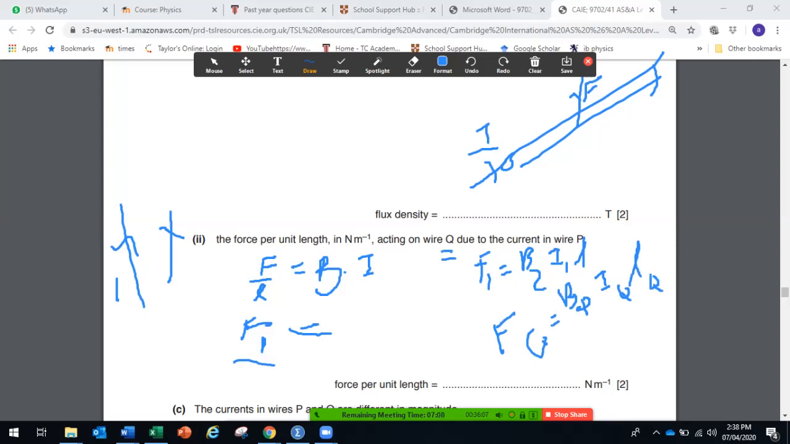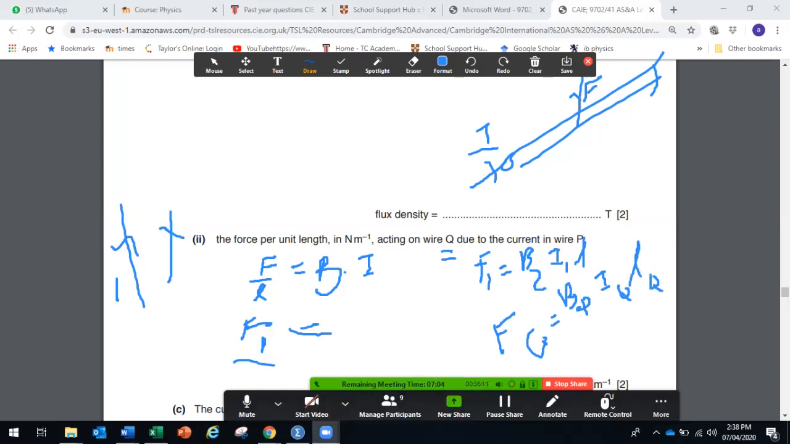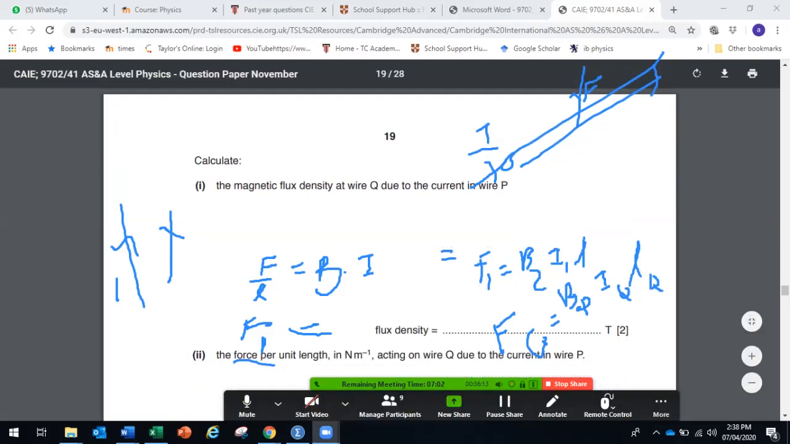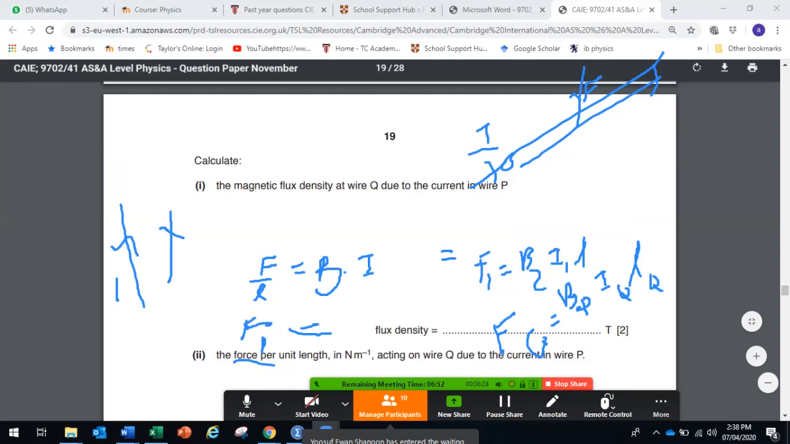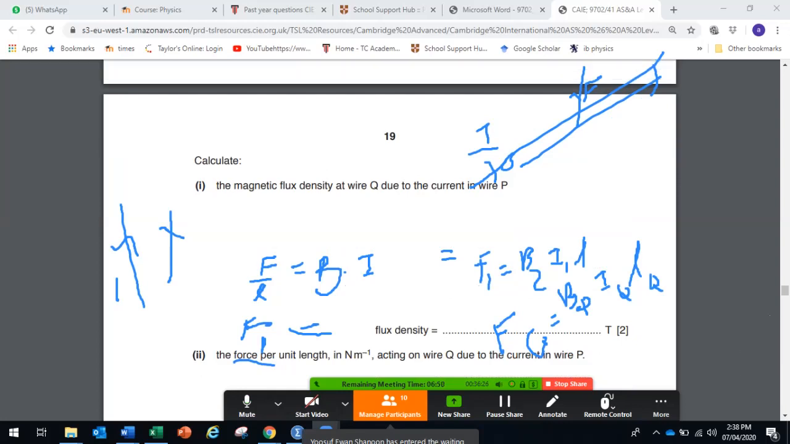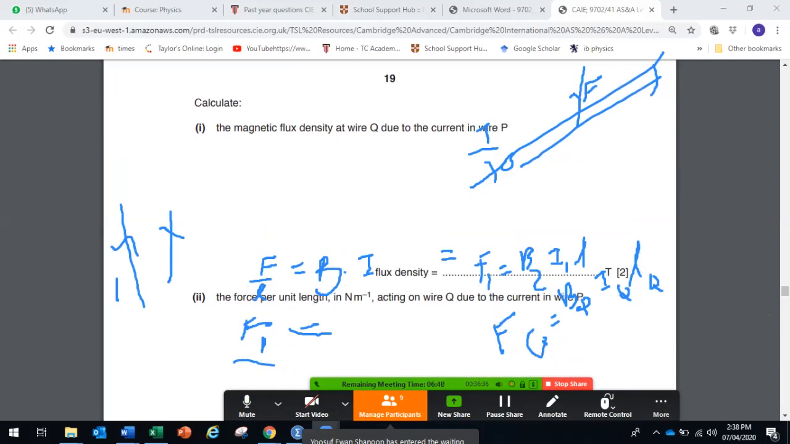Magnetic field is different, current is the same. What I mean is, I'm referring to two questions at a time, sir. This is the magnetic flux density at Q, due to the current in P. So this one we use the current of P. But the second question, we didn't use P, we used Q.